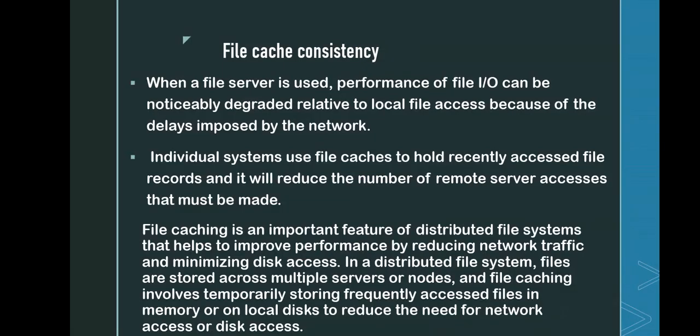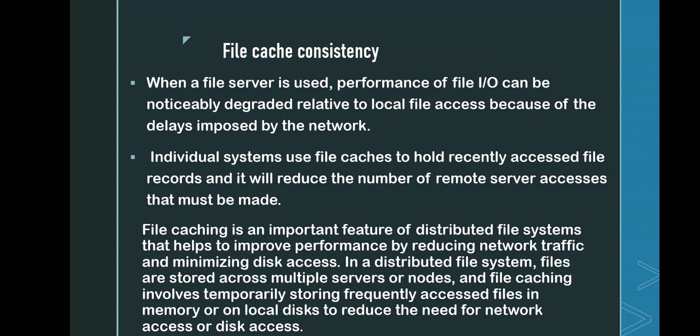Next we are discussing file cache consistency. When a file server is used, the performance of file I/O can be noticeably degraded relative to local file access because of the delays imposed by the network. So we use a file server, there we have local file access, and the network may be delayed, which is also called network traffic. This will degrade the performance of file I/O.